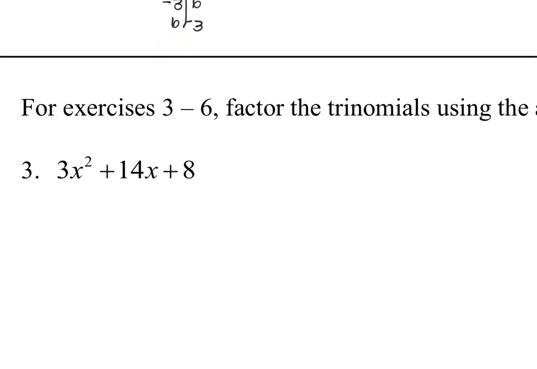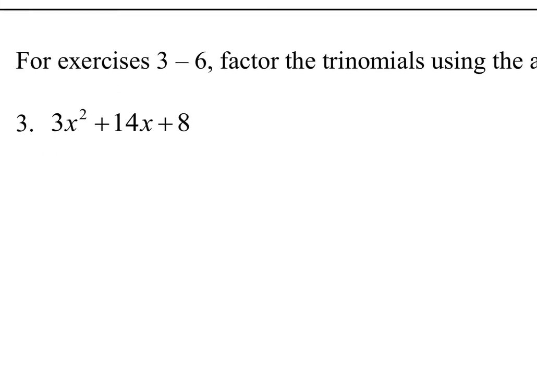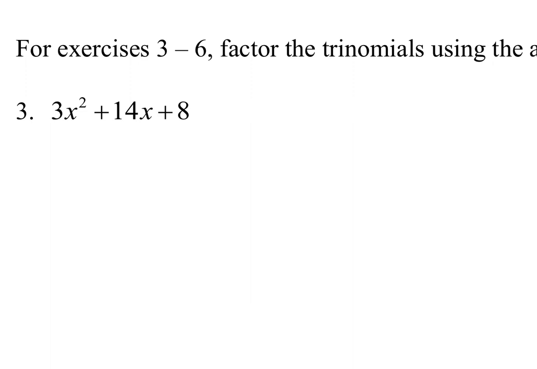Now, the first thing you want to do when you're factoring is always look for a GCF. So 3x squared, 14x, 8. They don't have anything in common, so I can't pull out a GCF. From here, the first step would be to multiply 3 and 8 to get 24. So we're going to look for two numbers that multiply to give us 24 but add to give us the middle number of 14.